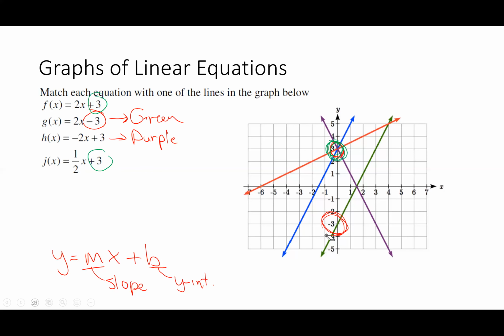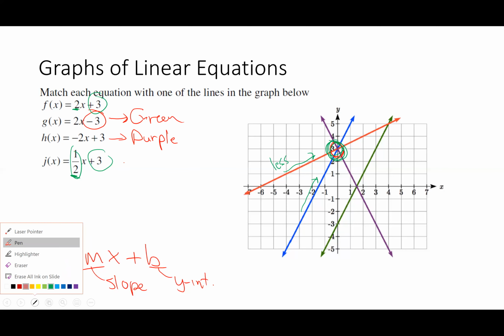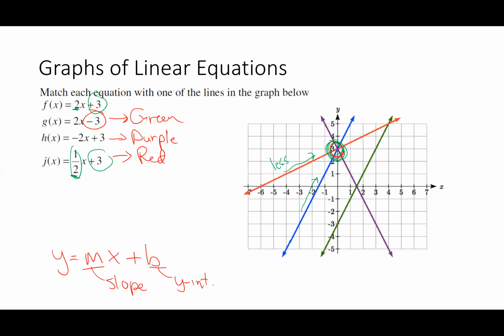But the little bit of nuance between them is their slopes. So the red line is trending upward at a slower rate than the blue line. Since the red line is trending upward slower than the blue line, the slope for the red line is going to be less than the slope of the blue line. So when I consider our slopes, we've got a slope of 2 and a slope of 1/2. 1/2 is very much less than 2. So what that tells me is that j of x is going to be the red line, and f of x is going to be the blue line.